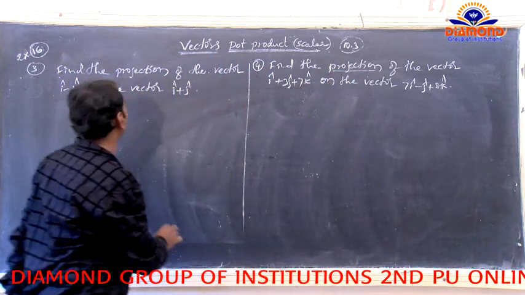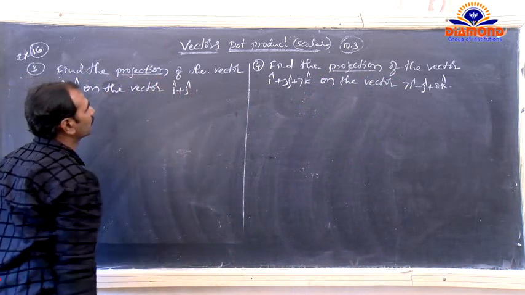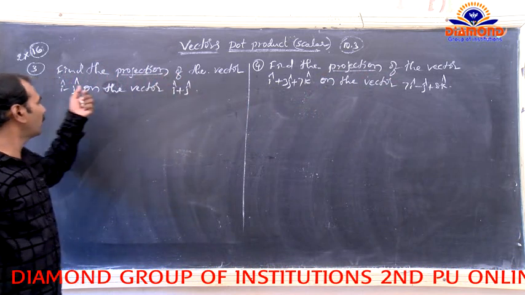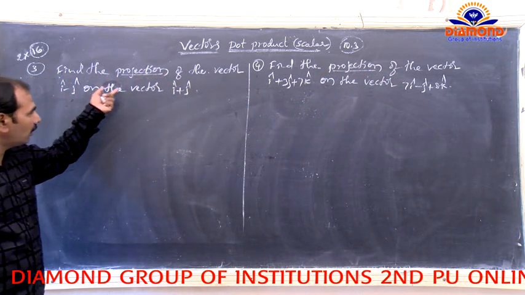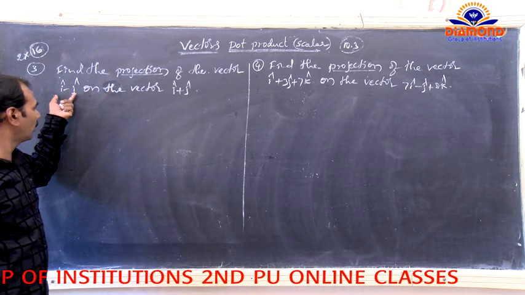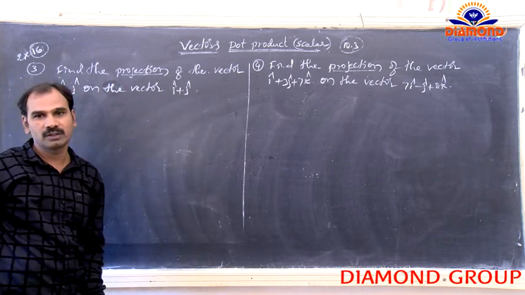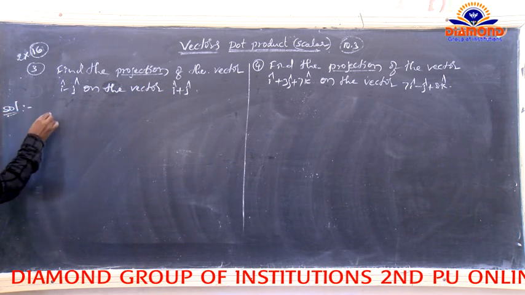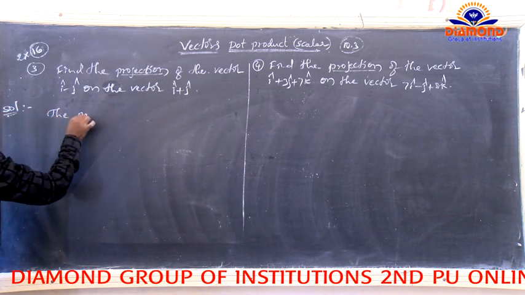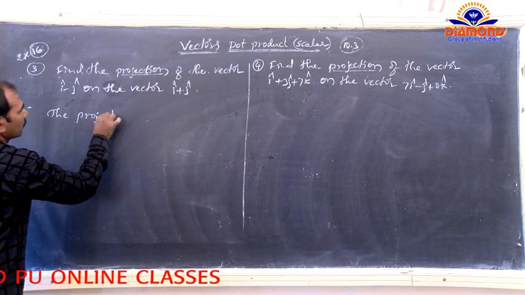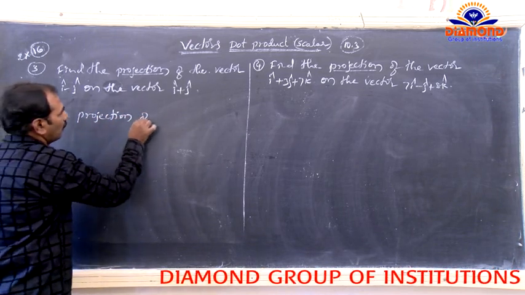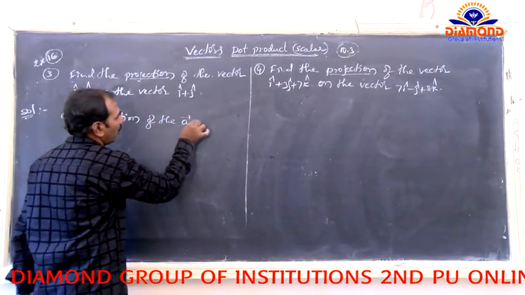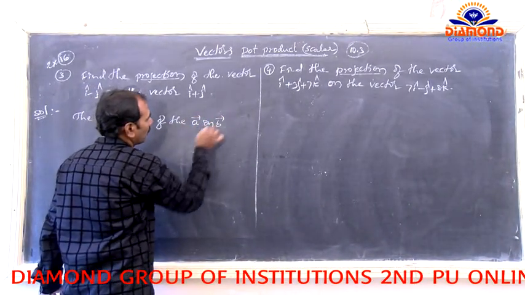Projection. Find the projection of the vector a bar on the vector b bar. Simple solution. The projection of the vector a bar on the b bar.